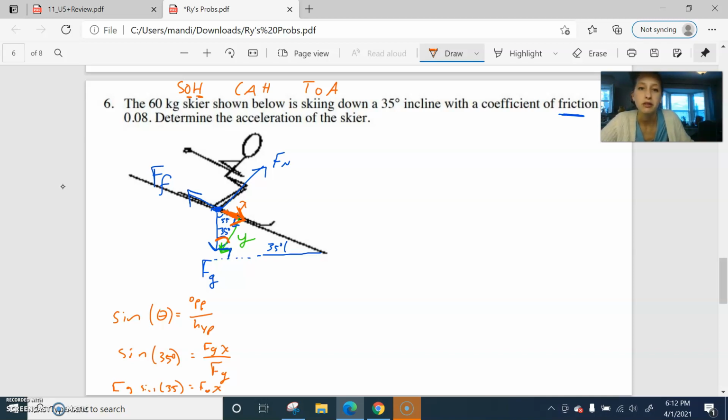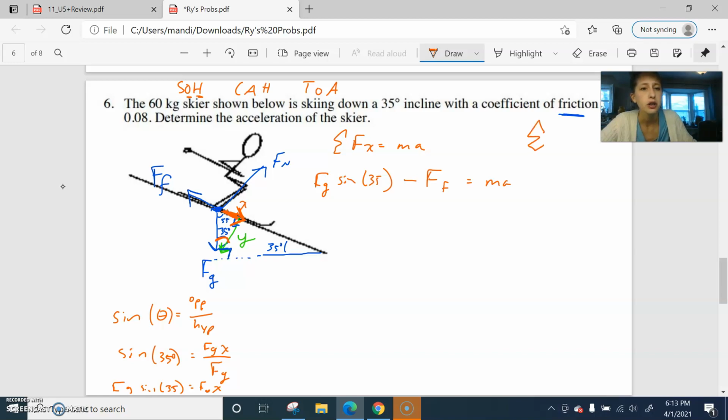So if we're doing the sum of our forces, the sum of the forces in the x direction are going to equal ma. In the x direction, in the direction of motion, we have Fg sine 35. Opposing that motion is friction. Friction's going up the hill. It's fighting us. It's saying, no, don't go down, slow down. So that's why we subtract it. Equals ma. That's a true statement. We might end up using it, we might not.